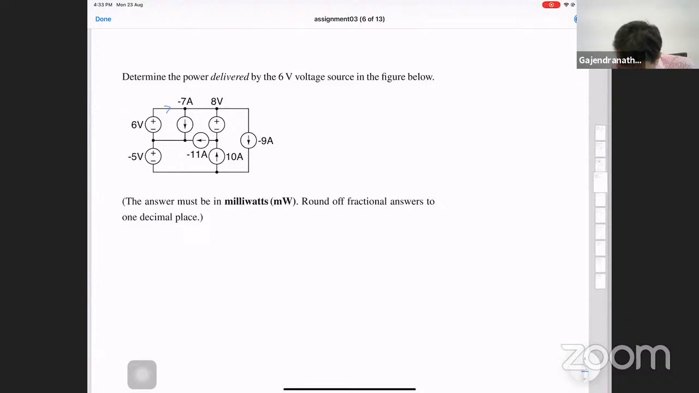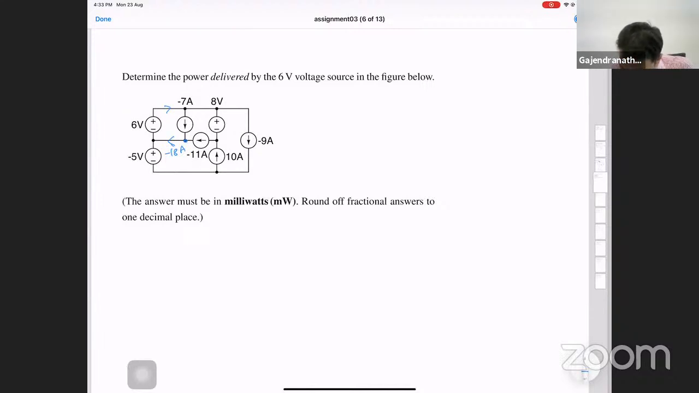So if you see here, this is minus 7 amps, that is minus 9 amps, minus 11 amps. This is minus 7, this is minus 11. So the current in this branch should be minus 18 amps. I've just applied a KCL here. Minus 7 coming here, minus 11 is coming. The sum of these two should be equal to minus 18 amps.